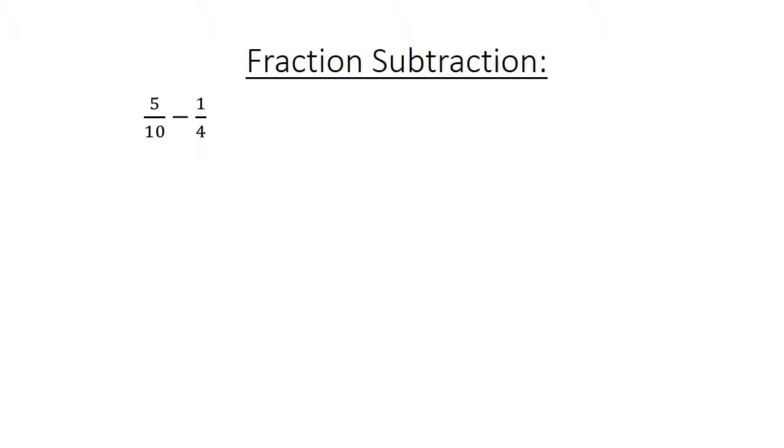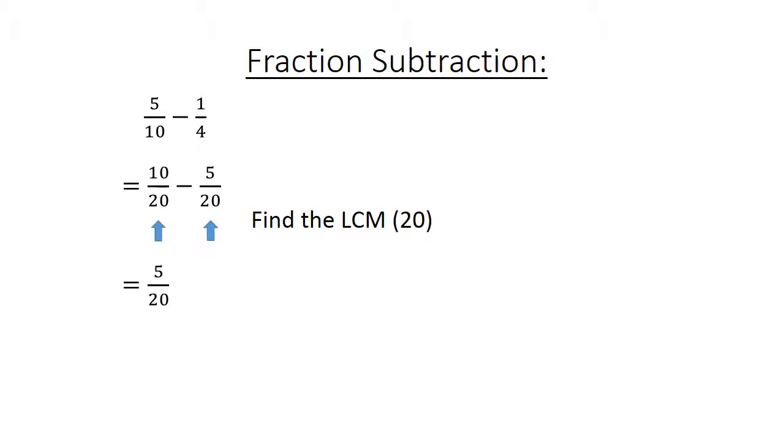Fraction subtraction, 5 over 10 minus 1 over 4, find the lowest common multiple, 10 over 20 minus 5 over 20 equals 5 over 20 equals 1 over 4. Fraction multiplication, 2 over 3 times 1 over 5 equals 2 over 15. Fraction division, 2 over 3 divided by 1 over 5 equals 2 over 3 times 5 over 1 equals 10 over 3 equals 3 and 1 over 3.